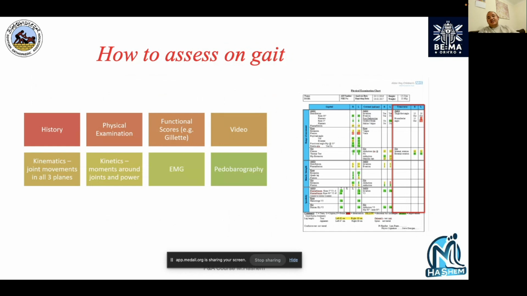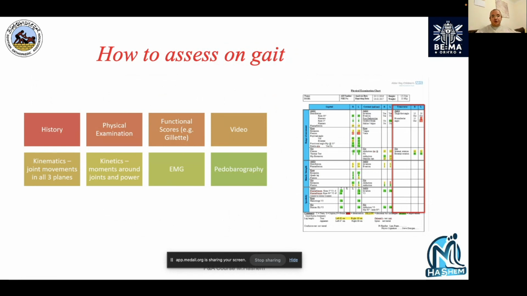Then how can you assess the gait? There is a formal way to assess the gait. Basically, history, physical examination, functional scoring, and videoing the patient, which is what we call the gait lab analysis. In the gait lab, you video the patient from all sides. You put some sensors over the muscles and some over the joints, and this gives you an idea about the kinetics and kinematics. You do an EMG for the muscle to see how much electrical action is happening inside the muscle.